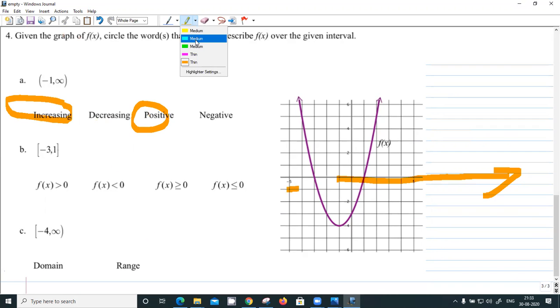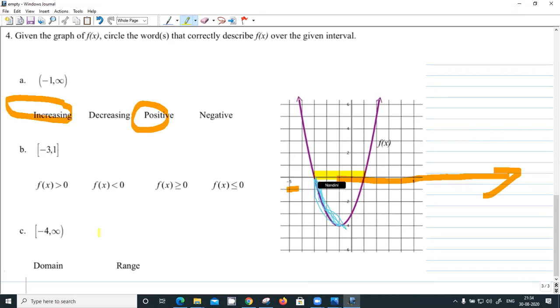Next it's -3 and 1. So it's going from... This is the interval, right? The yellow one. Yeah, right here.